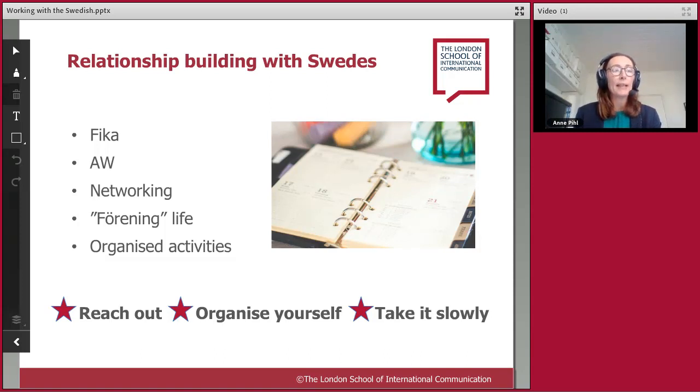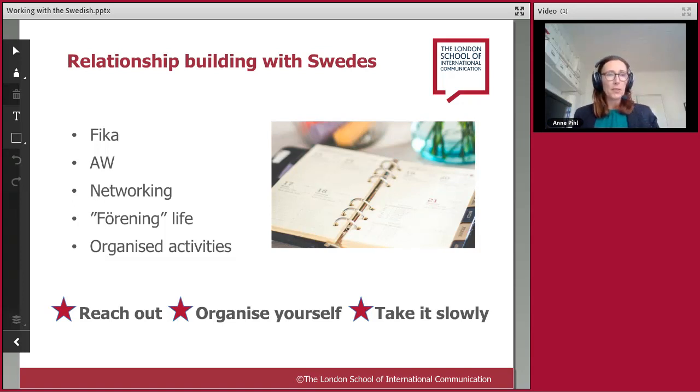And there is basically a förening, or an association, for everything in Sweden. So whether you are into skiing or knitting, whatever your interest, there is a förening for it. So go and join in with that. That's a really good way of getting to know people.